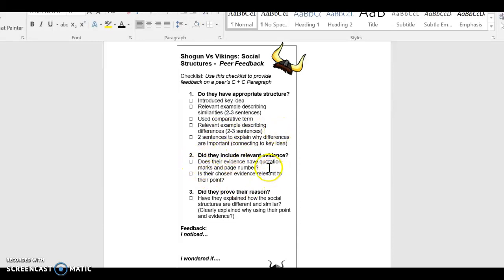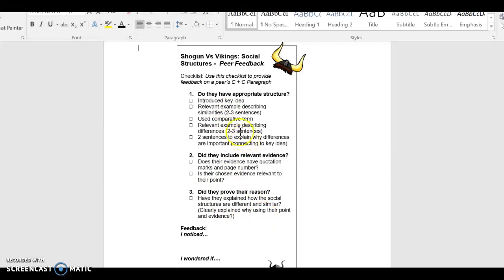We move down to evidence. If they don't have quotation marks or page numbers to show that it's evidence, they don't get a tick. If their evidence is not relevant to the point, they don't get a tick. If they haven't got evidence, no tick. And then isn't it effective? This last one is your judgment. Looking at this, have they actually explained? One sentence up here does not equal an explanation, so they don't get a tick.